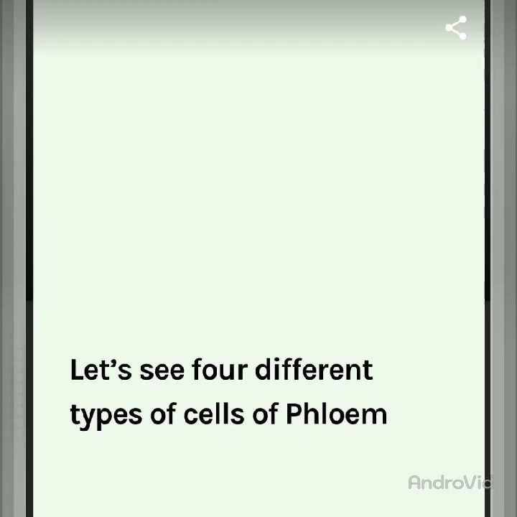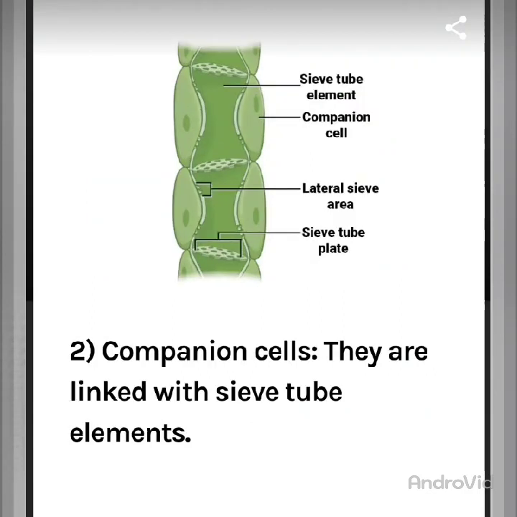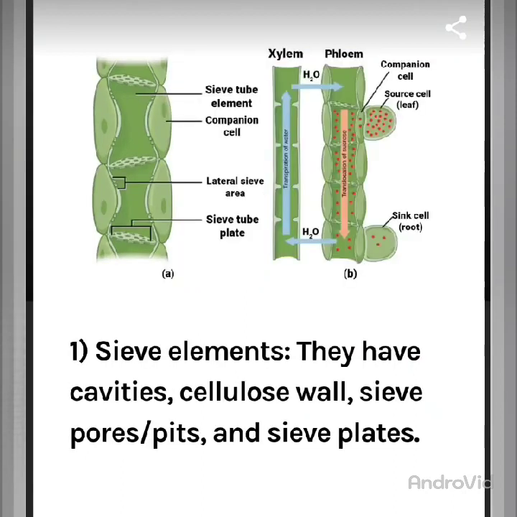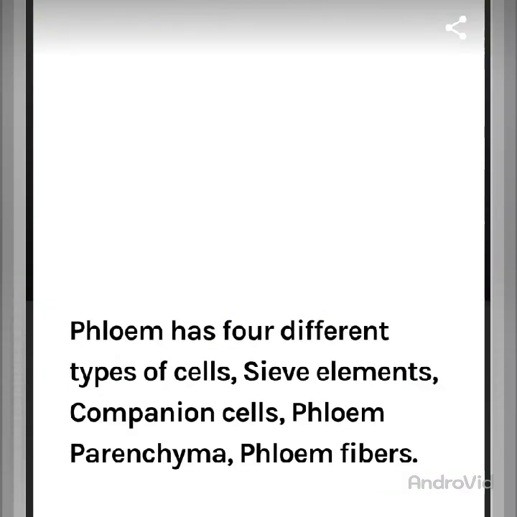So children, you have seen the first, sieve elements. Now we are seeing the second cell type, the companion cell. Just look at once that the phloem has 4 different types of cells. Those 4 different types of cells are sieve elements, companion cells, phloem parenchyma, and phloem fibers, right?